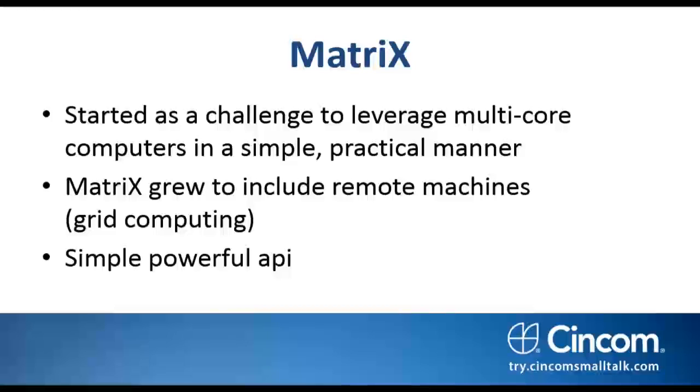So MatriX started as a product management challenge to our engineering team to give us a simple solution that could leverage multi-core computers. We recognized that it was pretty much impossible to buy a new computer that wasn't multi-core, and there tended to be a lot of untapped potential on most computers. So MatriX is the second generation of this solution, and it grew to include remote machines, so it's also a grid computing solution as well.